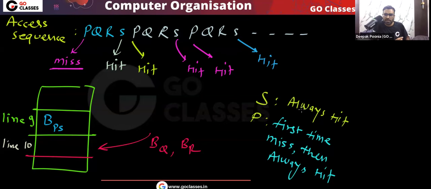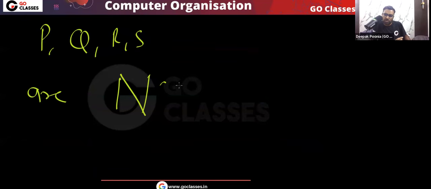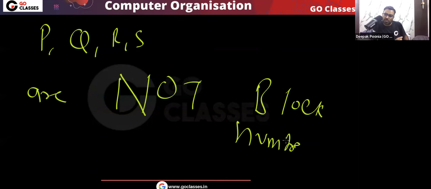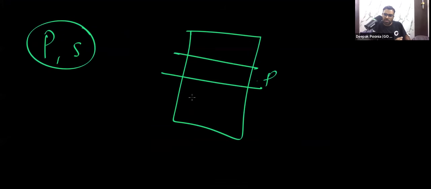Please tell me. You can see P comma S, these are not blocks, these are words. Please understand, again I am telling you, some students just assume that P, Q, R, S are the blocks. So let me tell you that P, Q, R, S are not blocks. These are not block numbers. You can easily notice that P comma S belong to the same block. P is also here, S is also here, they belong to the same block.